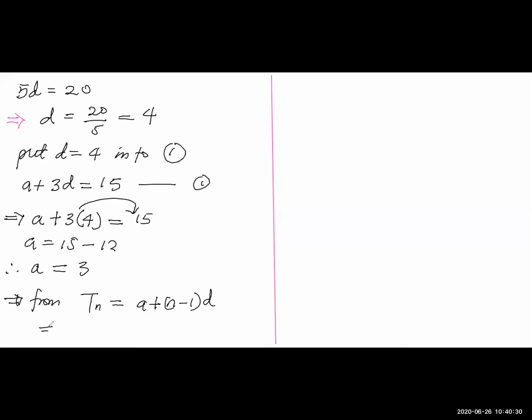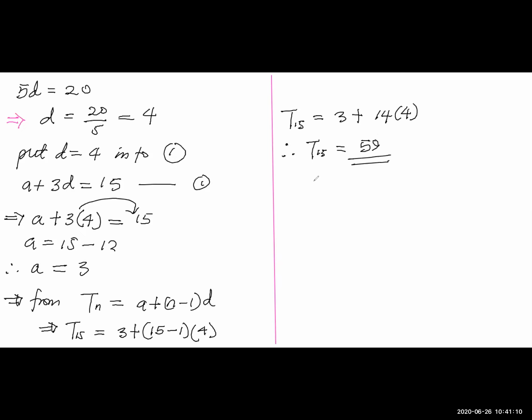We can now say that T15 is equal to A, which is 3, plus 15, which is n, minus 1, multiplied by our D, which is 4. So T15 is equal to 3 plus 14 multiplied by 4. And of course, 14 multiplied by 4 is 56. So plus 3, you have 59. Therefore, our 15th term is equal to 59.